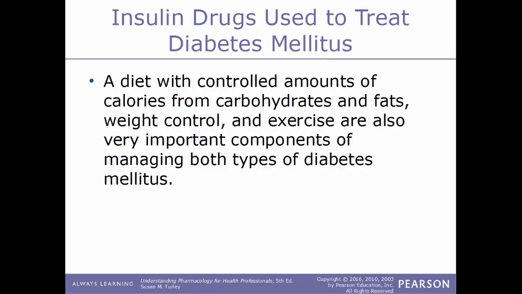Now, a diet with controlled amounts of calories from carbohydrates and fats in combination with weight control and exercise are also very important components of managing both type 1 and type 2 types of diabetes mellitus.